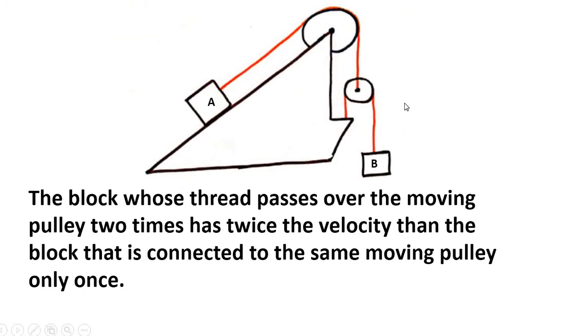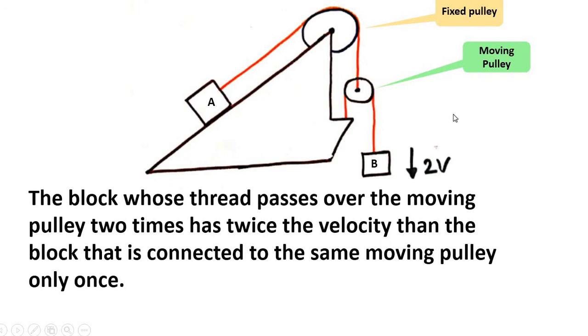In this last question, you see that we have the fixed pulley and here is the moving pulley, whose thread passes over the moving pulley two times, the block B. As you can see, the thread of the block B passes over the moving pulley two times. Therefore, the velocity of the block B must be 2v. Suppose B falls down with velocity 2v. Then the block A will move up the inclined plane with velocity 1v, because the thread connected to the block A is connected to the moving pulley only one time at the center.